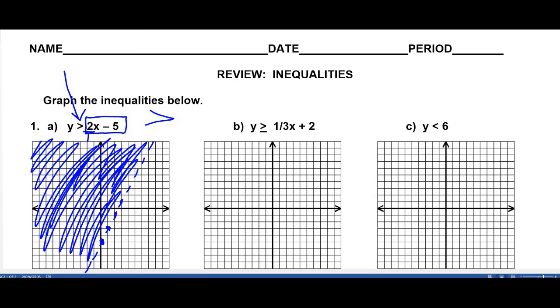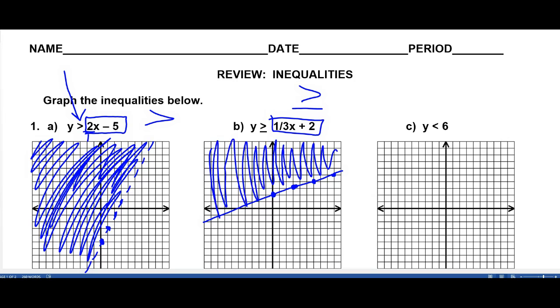Number 1 part B, 1/3 x plus 2. Same thing. We start with our y-intercept, plus 2. Our slope is 1/3, up 1 over 3, up 1 over 3, up 1 over 3. We have greater than or equal to. That is a solid line. The equal to tells us a solid line. Greater than means to shade above. So those are all the solutions for that.